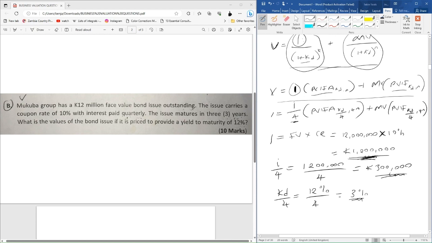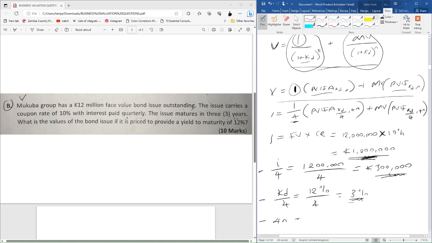So this will be our new cost of debt quarterly, right? We are converting this. Remember that this 12% is a yearly cost of debt, that must be yielded at the end of the 3 years. But we need to turn it into quarterly, all right? So when you convert it into a quarterly cost of debt, it will give us 3%. Now that we have the 3%, we need to find our 4 times n.